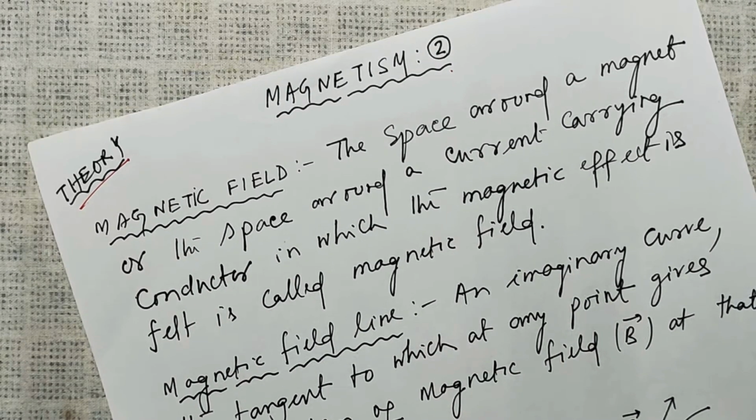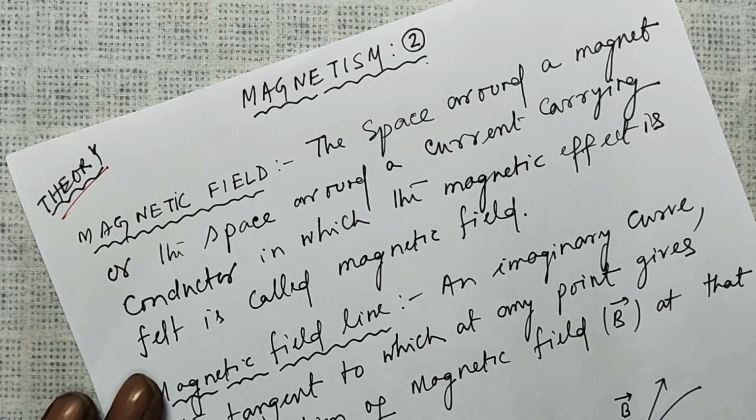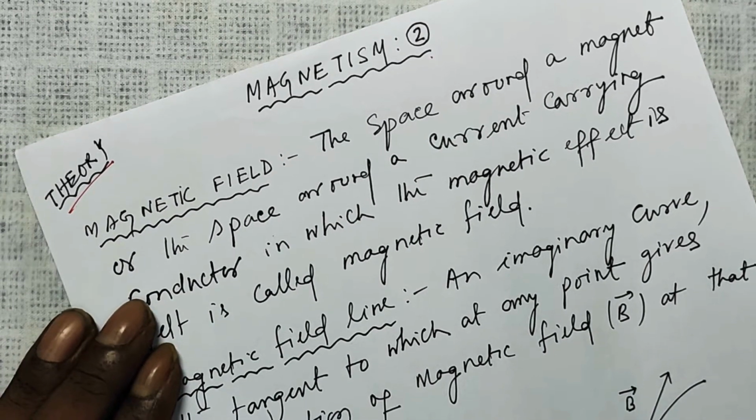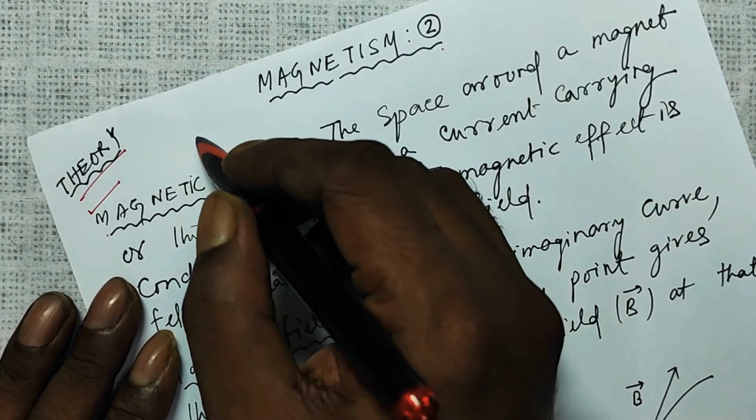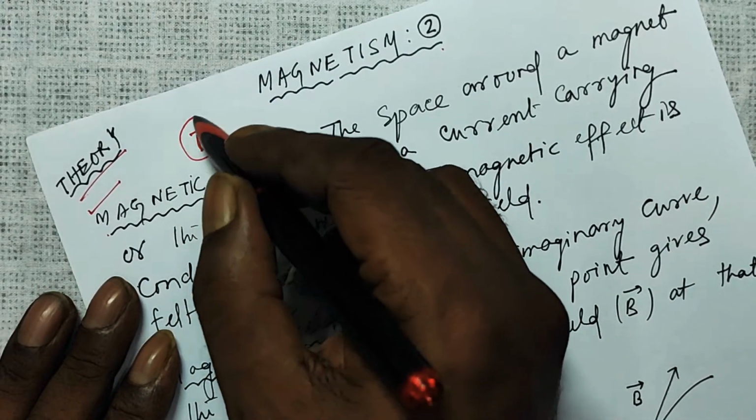Now, look at it. First, let us visualize what a magnetic field is. The symbol for magnetic field is B. It is a vector quantity.